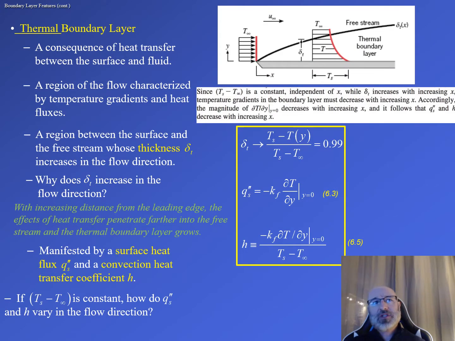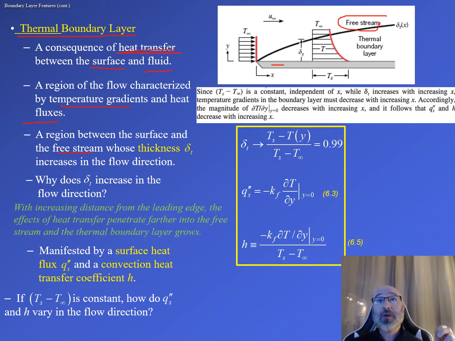So now that we've discussed the velocity boundary layer, let's take a look at our thermal boundary layer next. This thermal boundary layer is going to be a consequence of the heat transfer between the surface and the fluid right there. So again, there's our surface and our fluid, and now it's a consequence of the heat transfer between those two. This is going to be a region of flow that's characterized by temperature gradients and heat fluxes. Now, this is also a region between the surface and the free stream.